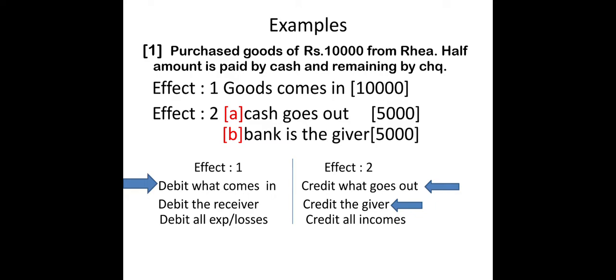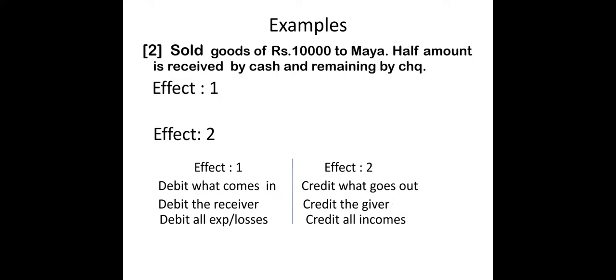Okay, let's take one more example, students. Yes, here we go. Number two, sold goods of 10,000 to Maya. Okay, now we are selling goods. We are not buying goods this time. We are selling goods to Maya. The amount is the same, 10,000. Okay, now Maya is giving half the amount in cash. Okay, so half the amount, meaning 5,000, we are receiving by cash, and the remaining 5,000 we are receiving by check. Okay, students, so we have two choices this time.